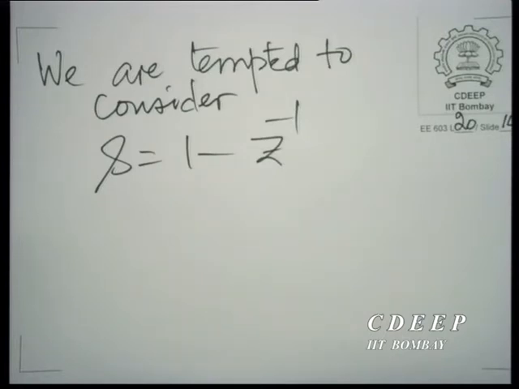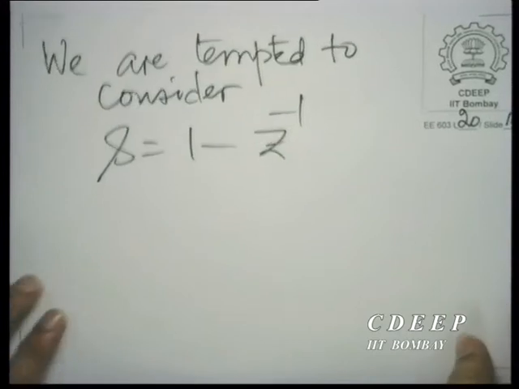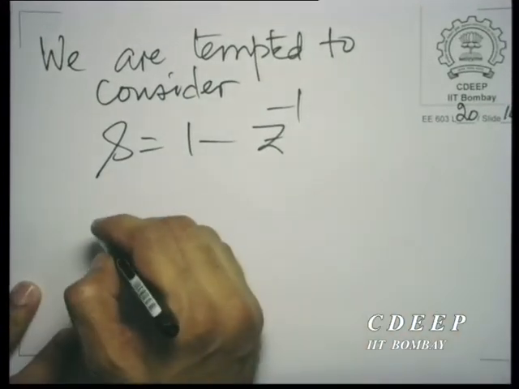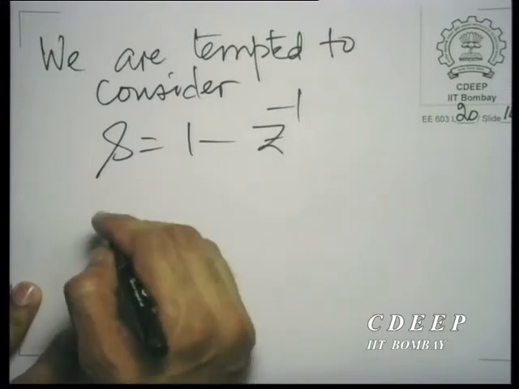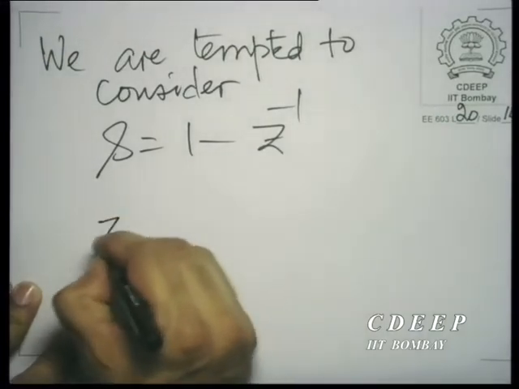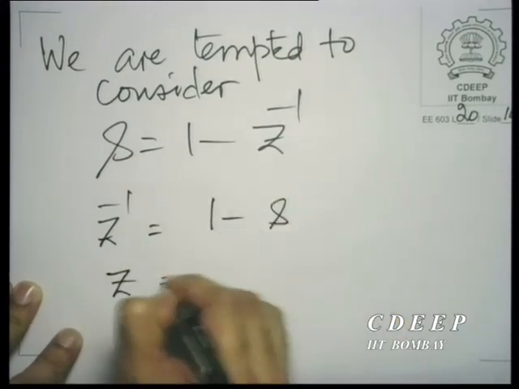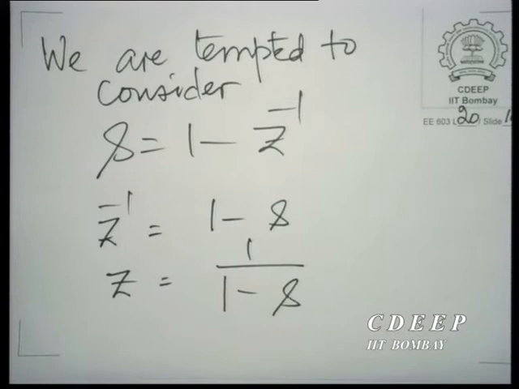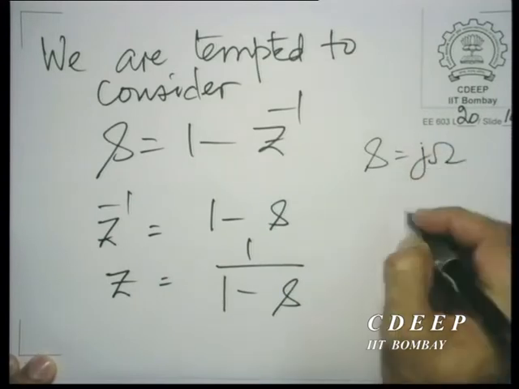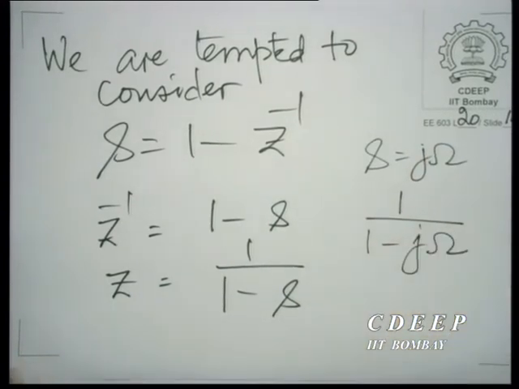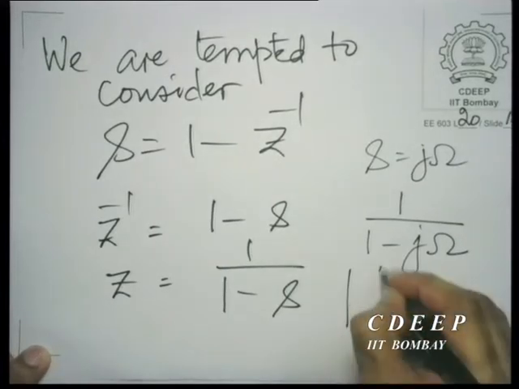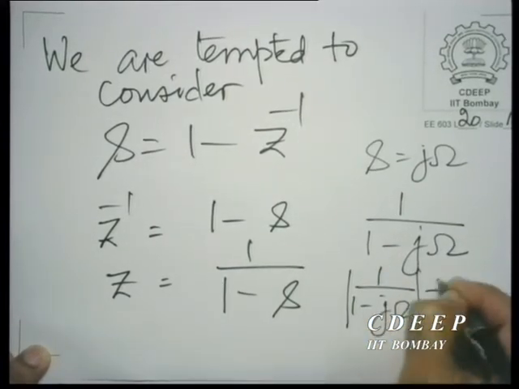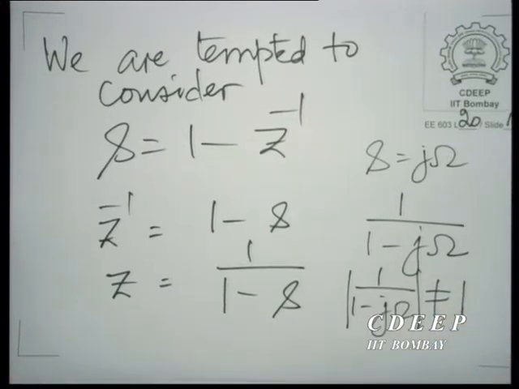Now, we do not need to go too far to see that this is not adequate as far as our conditions go. In fact, all that we need to do is to write Z in terms of S. So, Z inverse is clearly 1 minus S, and therefore, Z is 1 by 1 minus S, if we take this transformation to be true. And then we only need to substitute S equal to j omega. And then we have 1 by 1 minus j omega, which does not even have a magnitude of 1. So, mod of 1 by 1 minus j omega is not 1 for all omega. So, we have failed on a very important count anyway.